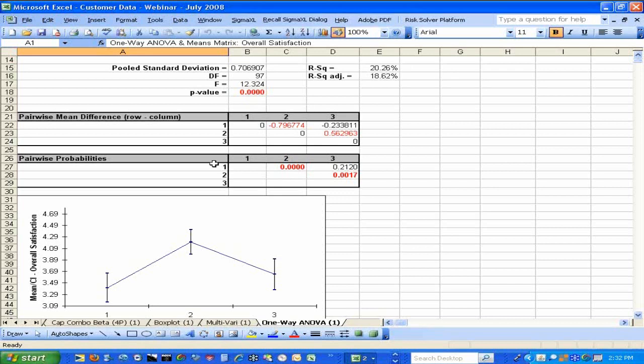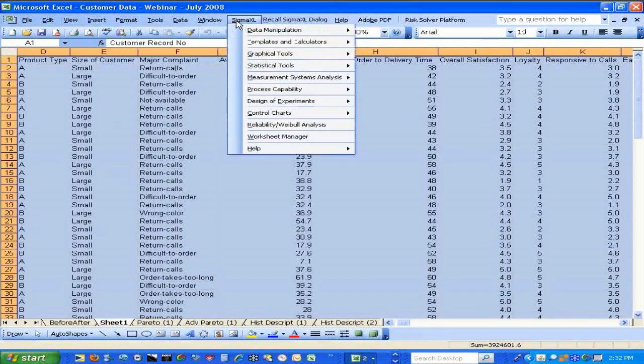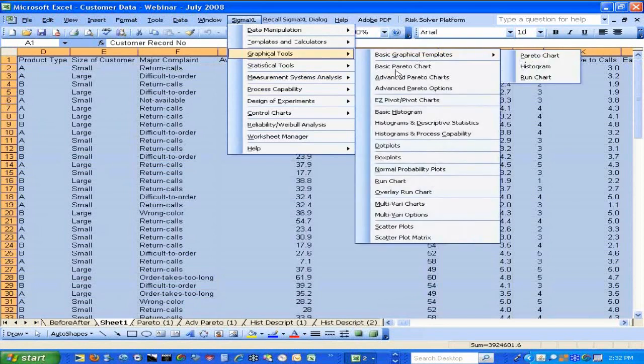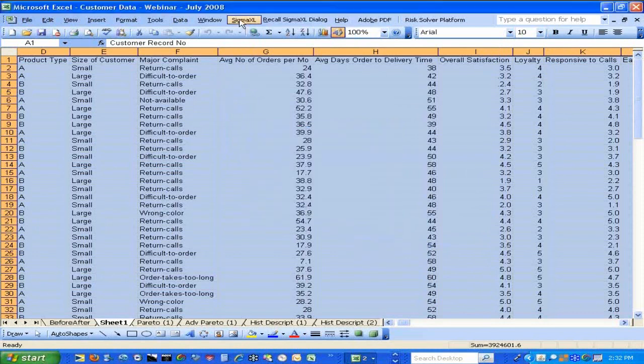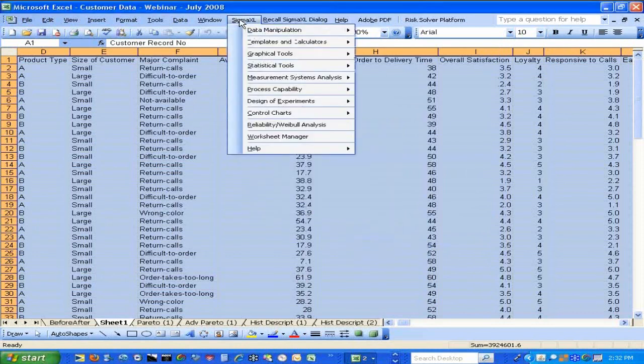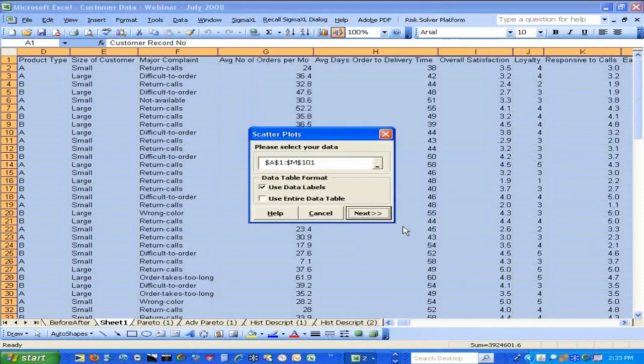To help us with that, one of the tools that we have is the scatter plot matrix. And I'm going to create a scatter plot matrix of all of the continuous variables. So again, I'll go to graphical tools and come down here to scatter plot matrix. And actually, let me take one step back here and show an individual scatter plot, and then I'll do the scatter plot matrix. So scatter plots.